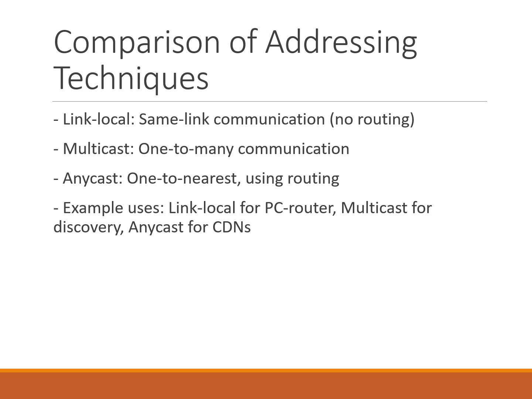Let's summarize the key differences between the IPv6 addressing techniques. Link local is for communication within a single network segment, like between a PC and a router. Multicast allows one device to send data to multiple devices simultaneously, useful for network discovery and updates. Anycast directs requests to the nearest server, making it useful for CDNs and DNS services.